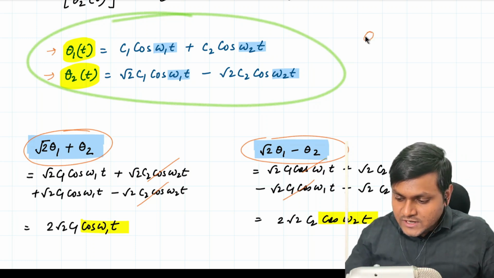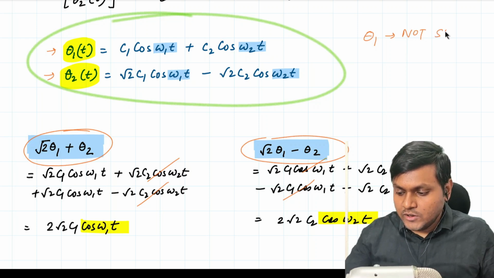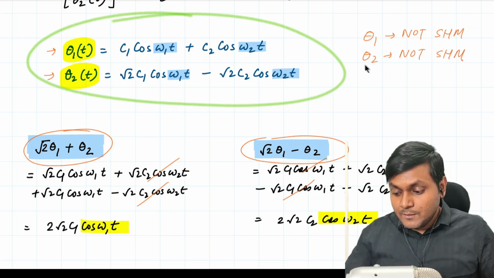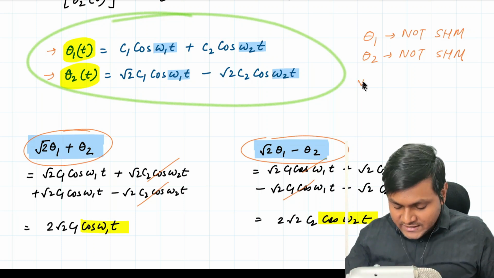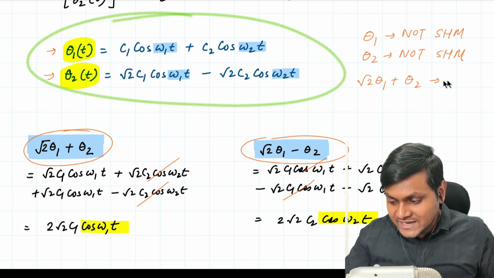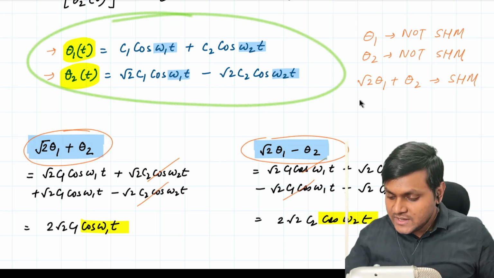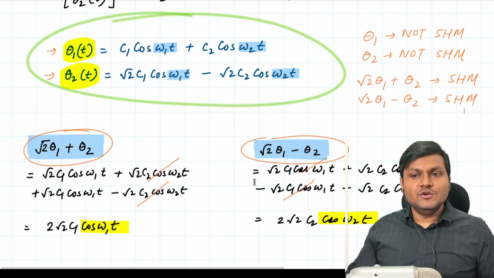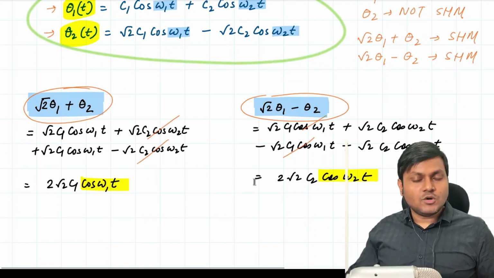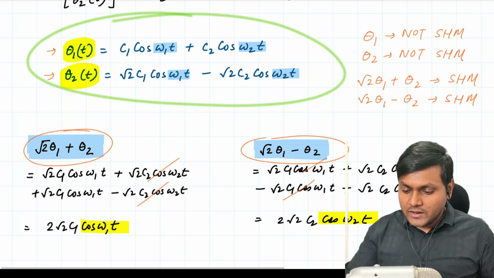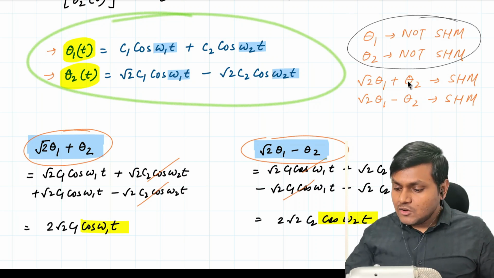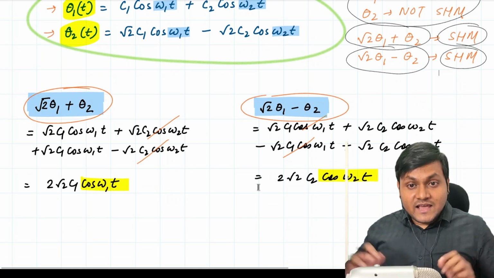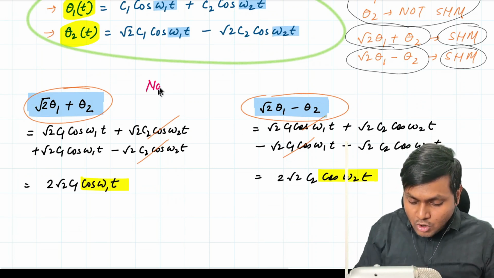Are you seeing that? Theta 1 is not executing any kind of simple harmonic oscillation. Theta 2 is not executing simple harmonic oscillation either, but a linear combination of these terms, that is root 2 theta 1 plus theta 2, is executing some kind of simple harmonic oscillation, and root 2 theta 1 minus theta 2 is executing some kind of simple harmonic oscillation. Do you see how interesting this is? The motion corresponding to the particles m1 and m2 is not SHM, but the linear combination of their coordinates executes a sinusoidal variation. Therefore, these are actually known as normal coordinates.